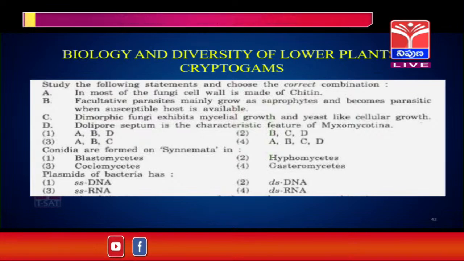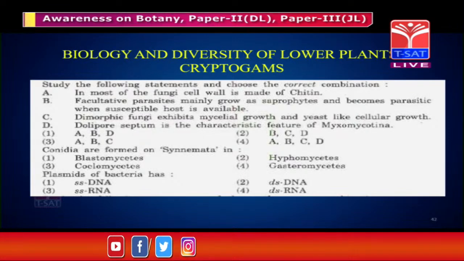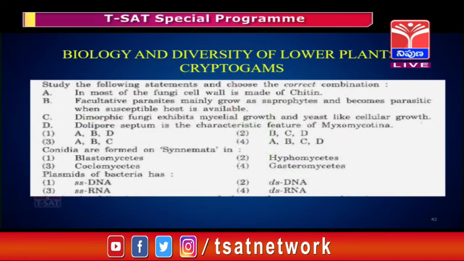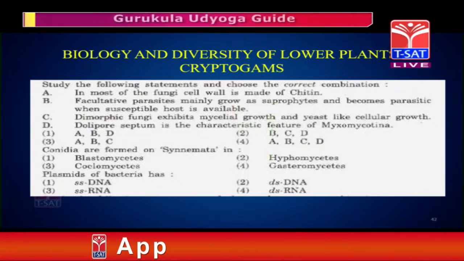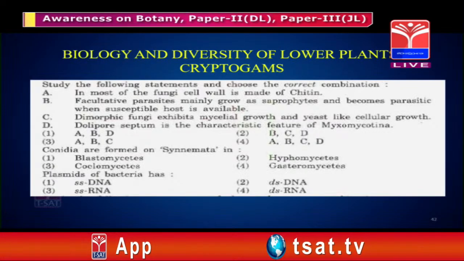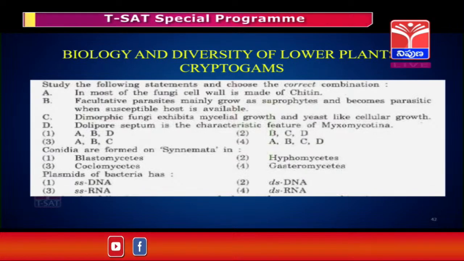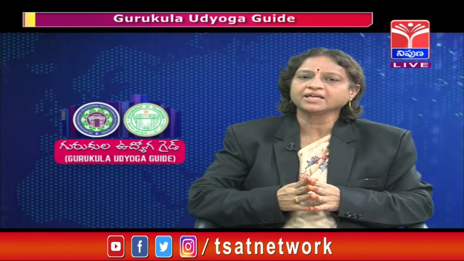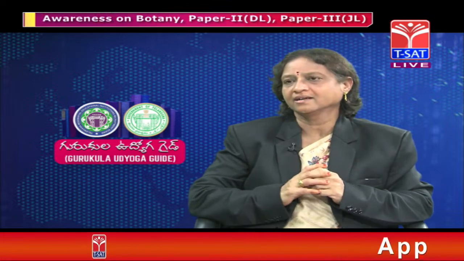And then conidia are formed in synnemata. Here you have a confusion whether it is coelomycetes or hyphomycetes. But in coelomycetes, the asexual reproduction organs are either acervuli or pycnidia. So you have to go for the second choice, that is hyphomycetes. Like this, you have to understand the question, read the question properly, analyze the answers and then answer.